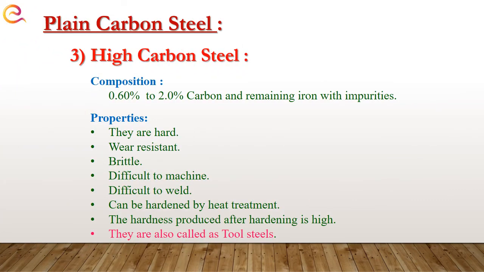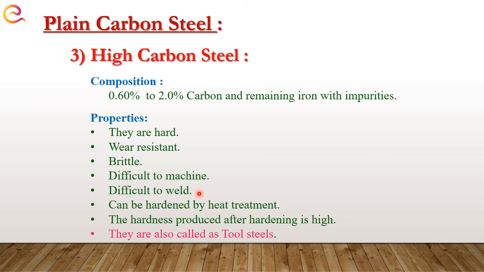Now, here is the third type of plain carbon steel, that is high carbon steel. The composition of high carbon steel consists of carbon percentage from 0.60% to 2%, and the remaining is iron with impurities. Under properties, we can see it is hard, it has wear resistance and it is brittle. Why did all these properties come in high carbon steel? Just because of the increase in percentage of carbon. Then it is difficult to machine. Why? Because it is a hard material.